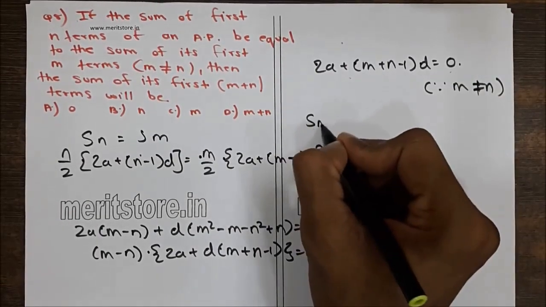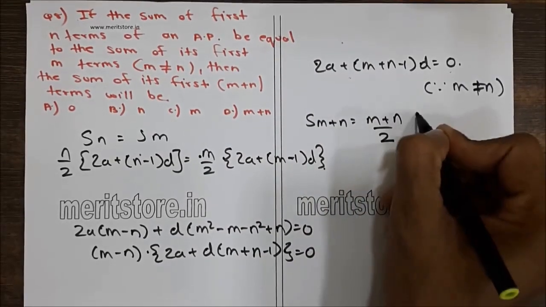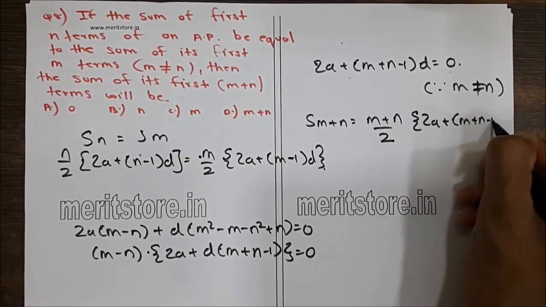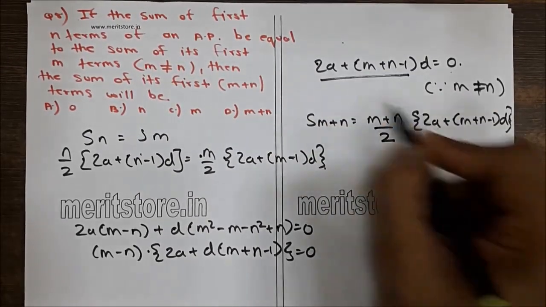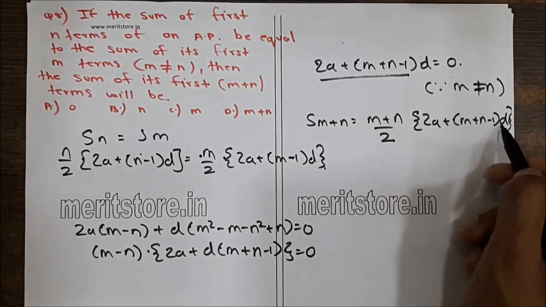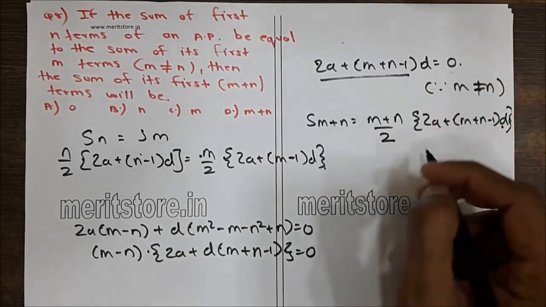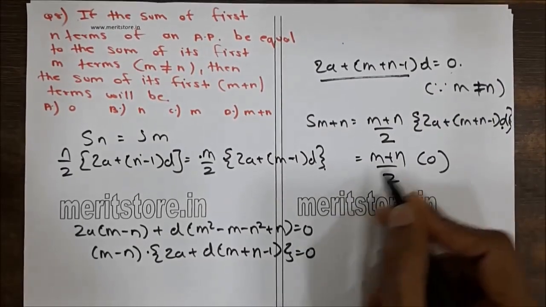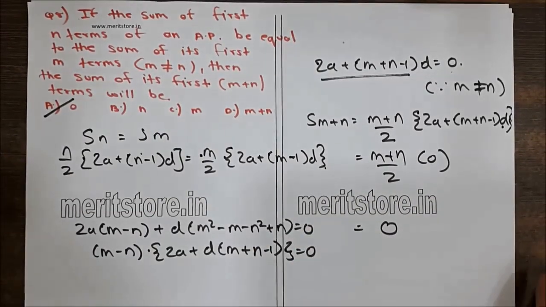So for S of m plus n, we get (m plus n) by 2 times (2a plus (m plus n minus 1) D). We see that 2a plus (m plus n minus 1) into D is equal to 0, so we substitute this value: (m plus n) upon 2 times 0. Multiplying this, we get 0, which is our option A. Therefore option A is the correct answer.